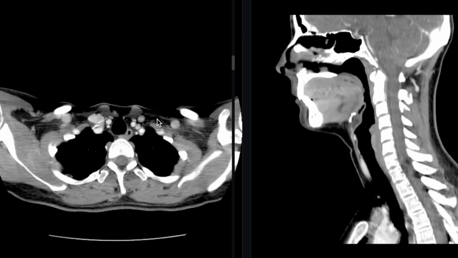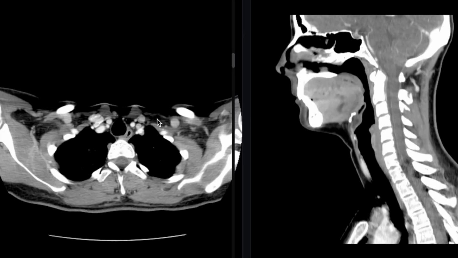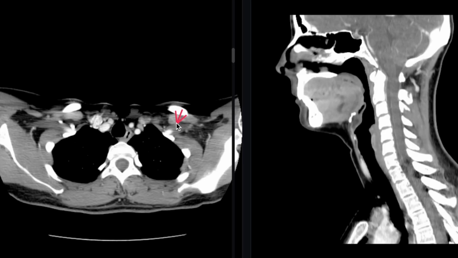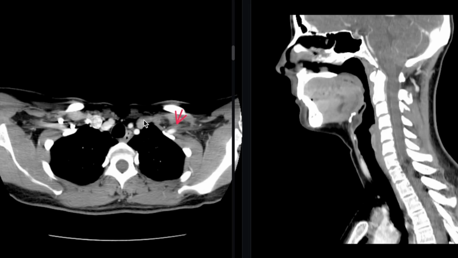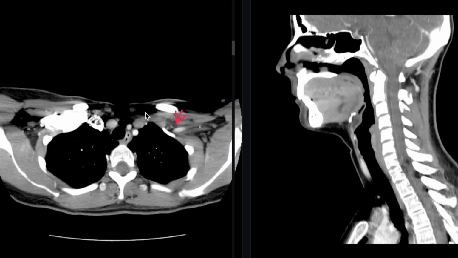Eventually, the internal jugular vein will join the subclavian vein. So here's the external jugular vein, eventually emptying into the subclavian vein. You can see the internal jugular vein also joining the subclavian vein. At this point, when the internal jugular vein and the subclavian vein join together, the vessel is now called the brachiocephalic vein. There's a left and a right brachiocephalic vein. Eventually, they join together to become the superior vena cava, which will dump into the heart.